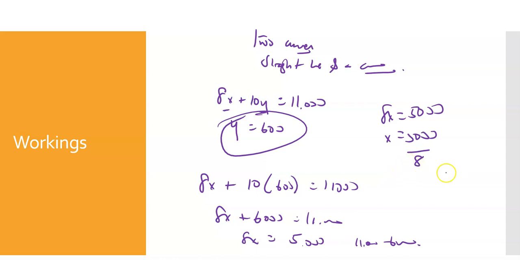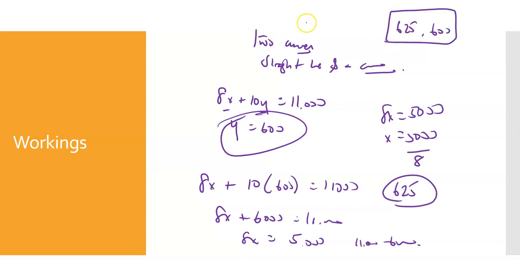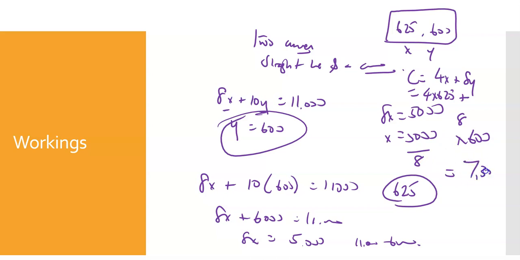So I found x, and x being 625. I have y, so I have 625 and 600. So this is the point. These are the points I want to be working with, X and Y. So I can find my contribution now. My contribution is 4X plus 8Y. So I just literally go 4 times 625 plus 8 times 600, and you're there. And this comes to 7,300.